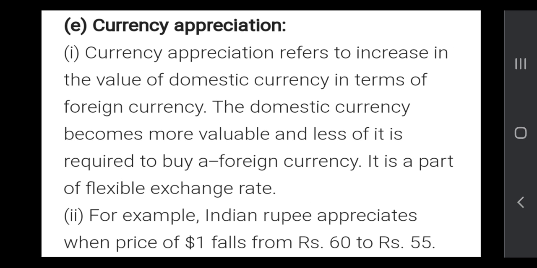The domestic currency becomes more valuable if there is a decrease in the rate of exchange in the international money market. Then our currency value will automatically increase, and this is called currency appreciation. And this is also a part of flexible exchange rate.